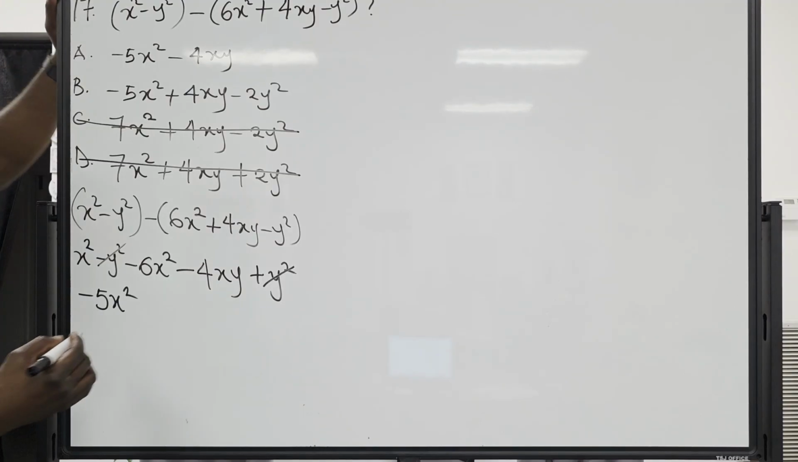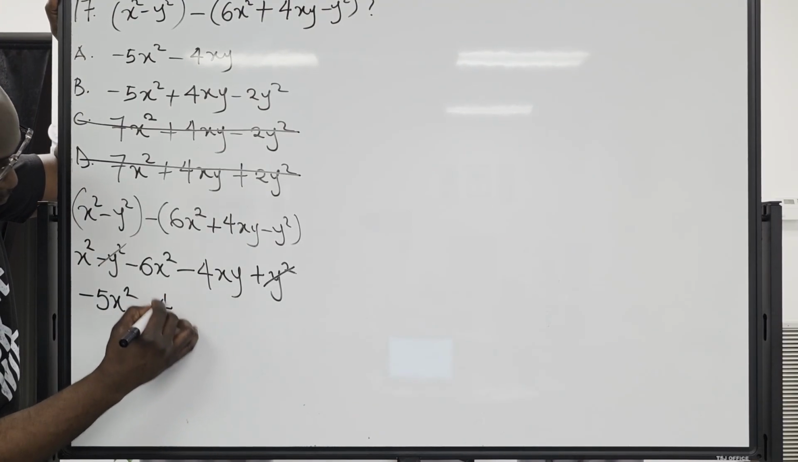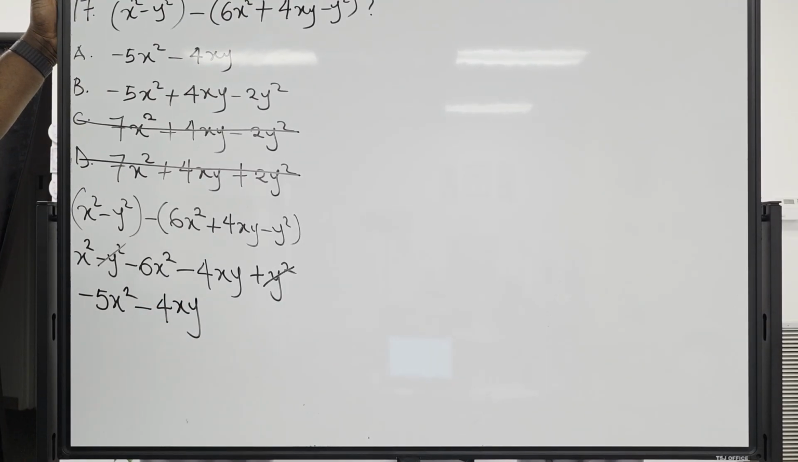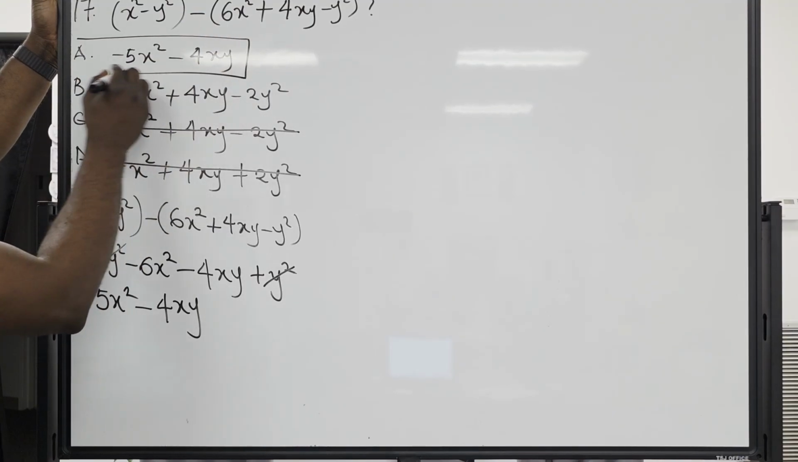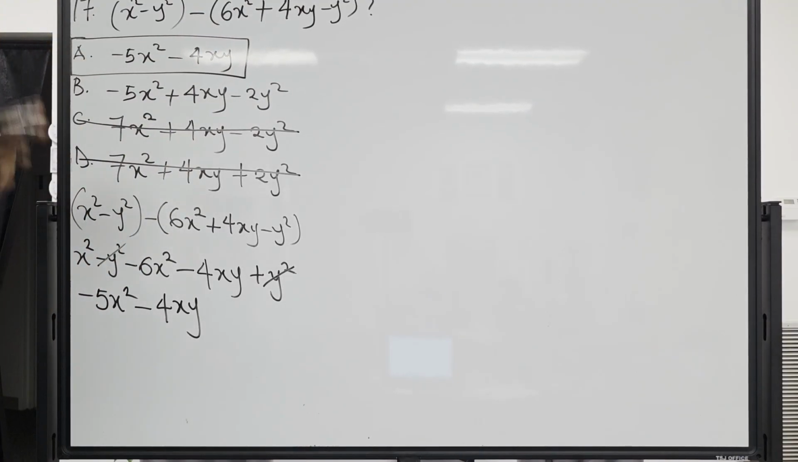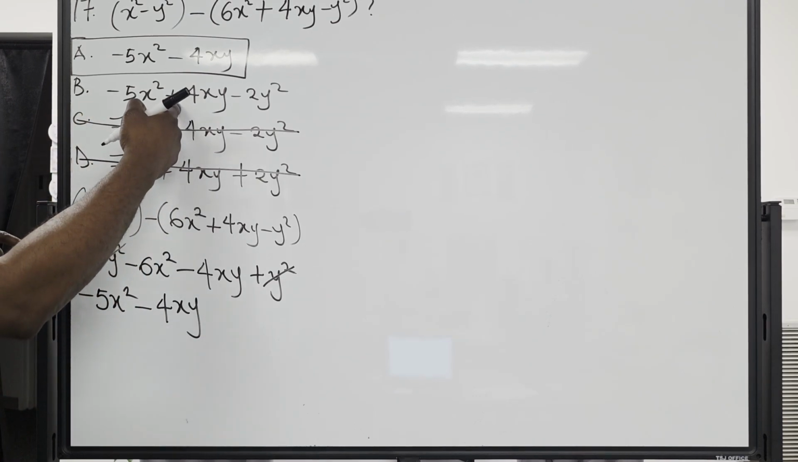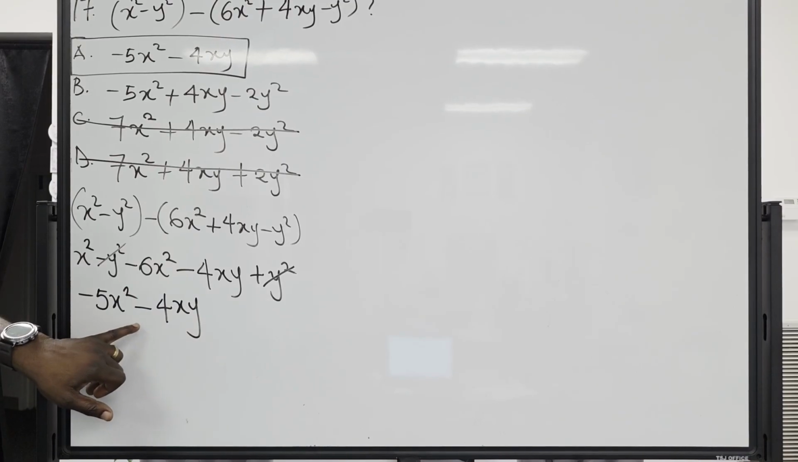So the next thing is, you now have minus 4xy remaining. The one with minus 4xy is option A. Option B has plus 4xy, so that cannot be the answer. So your answer is A. Minus 5x squared minus 4xy is the answer.